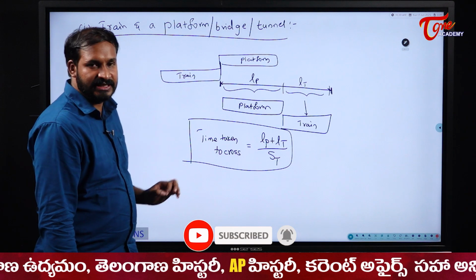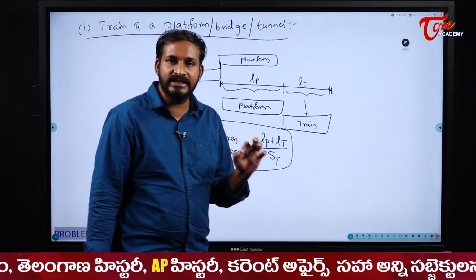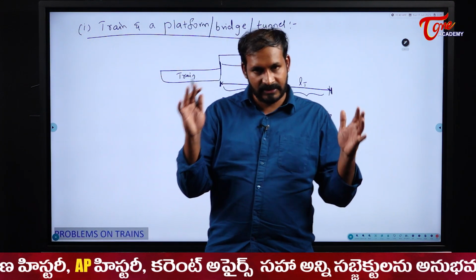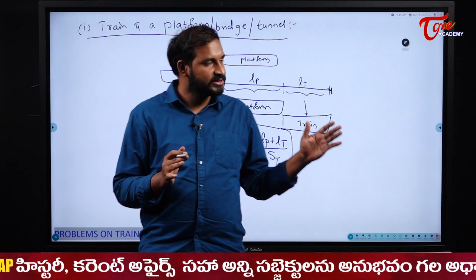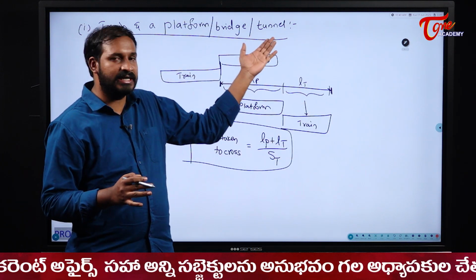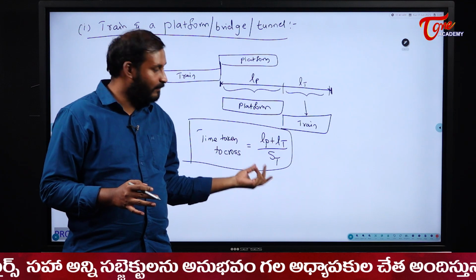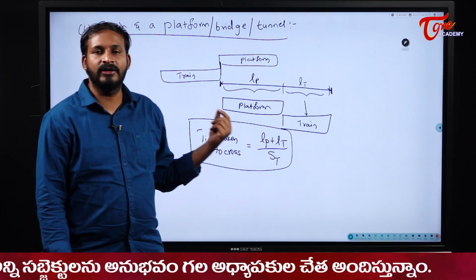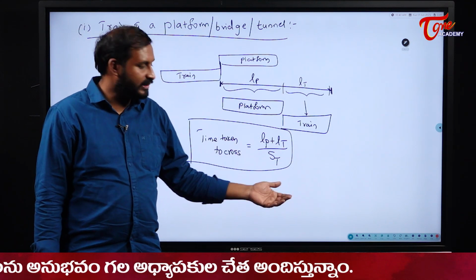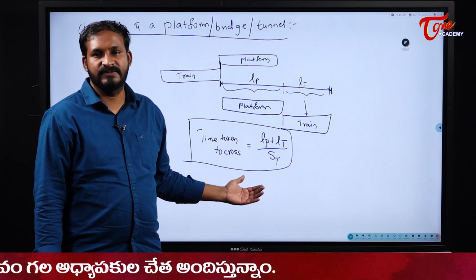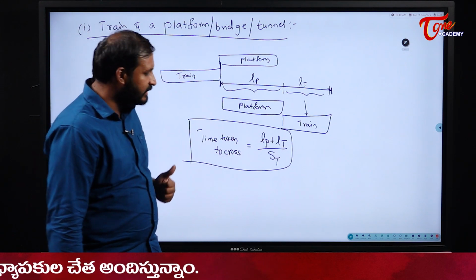Okay, this is the first case. We can apply this to any case which has some length, like a platform. I have taken here platform, bridge or tunnel. In all these three cases, we can apply this logic. Time taken to cross means length of platform plus length of train by speed of the train. Understood? Right? Next one.